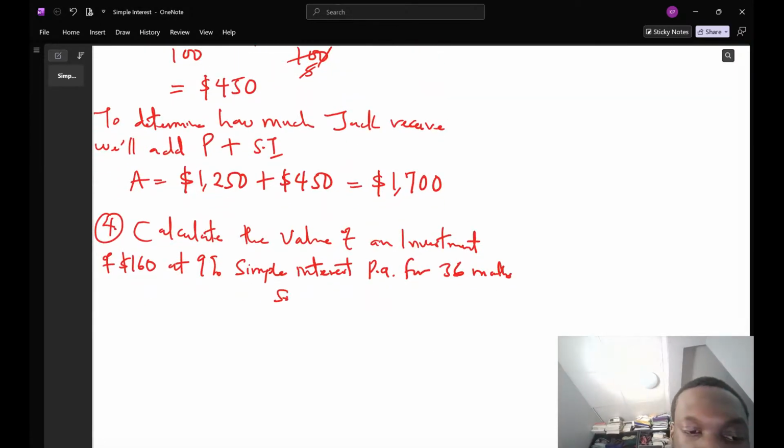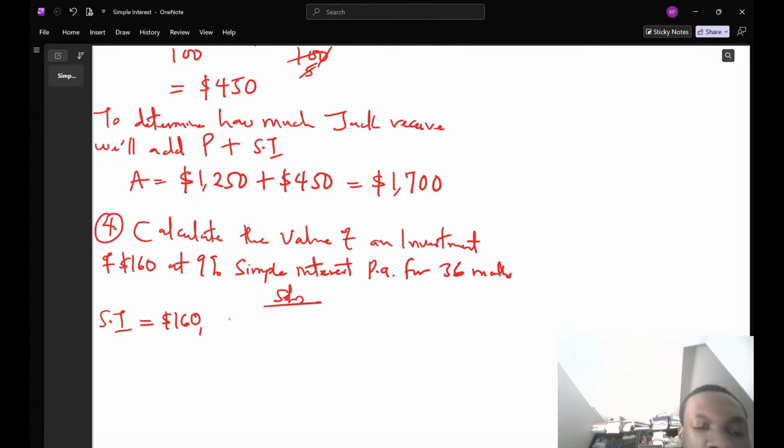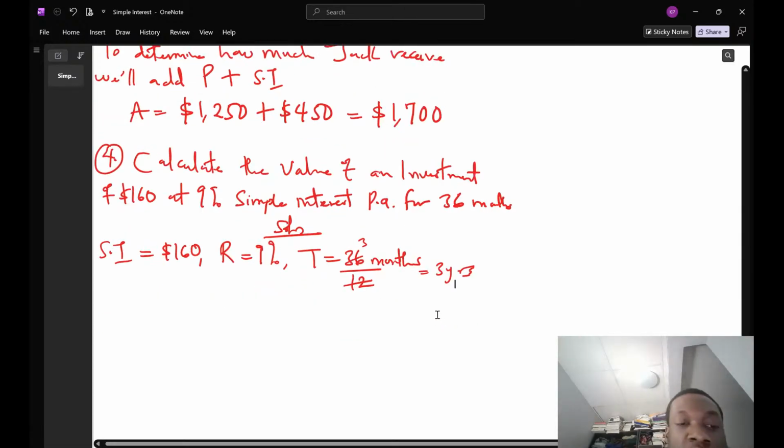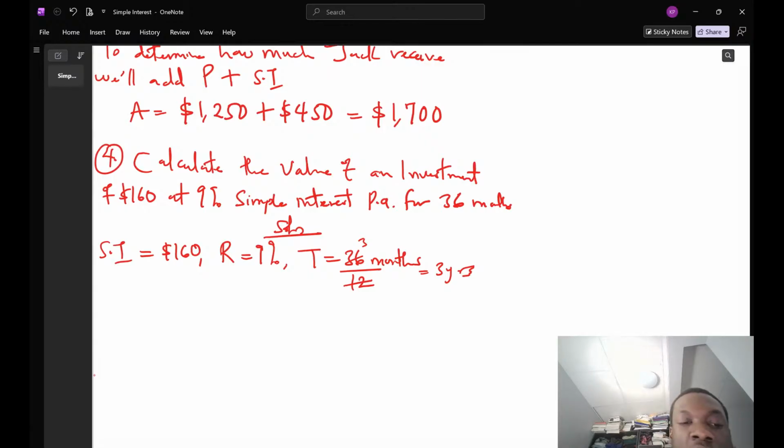So now, in this case, we put that SI is $160. Okay, and the rate of the simple interest is 9%. Okay, and then the time that is given is 36 months. I said that 12 months is equal to 1 year. So 36 divided by 12 is 3. So we have 3 years. Okay. So now in this case, we are asked to find the value of the investment. The value of the investment is the principal.